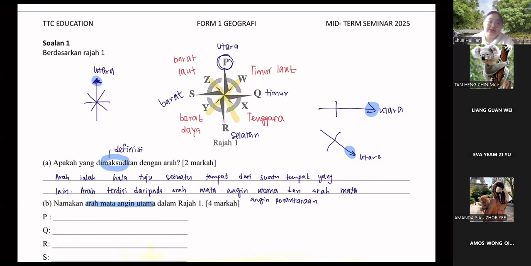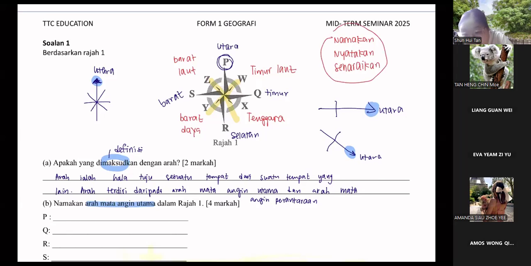I want to mention that when the question says namakan, nyatakan, or even senaraikan, normally they expect you to just give a direct answer. No need for explanation, just give the key point, but write in sentence form. You just tell me utara, timur, selatan, timur laut, tenggara, barat laut, barat daya. Next.